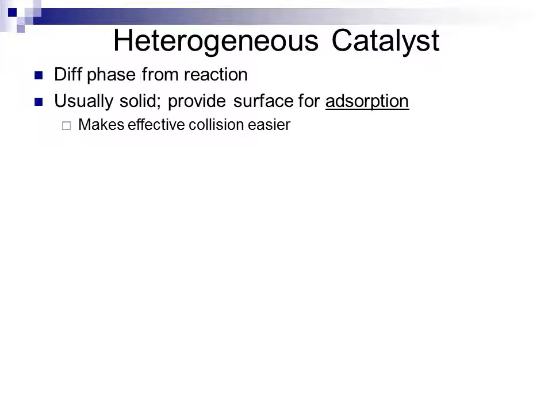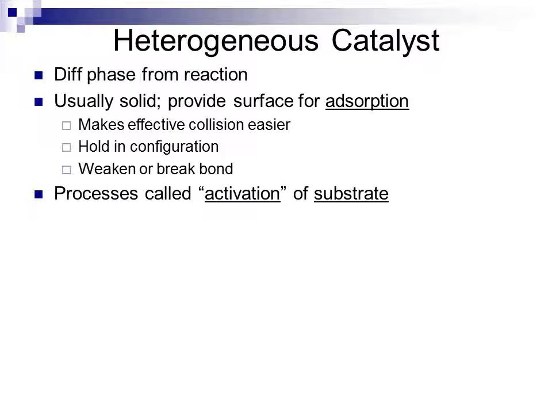Adsorption to the surface of a catalyst makes the collision easier to accomplish in an effective manner. An adsorption process will hold a substrate in a specific configuration, and in doing so makes it easier for another reactant to come in and hit it from a proper orientation. It also has the potential to weaken or break bonds in the reactant that is adsorbed to the surface of the catalyst. Overall, the process is referred to as activation of the substrate, where activation makes the reaction easier, and again, substrate refers to the reactant that is being used by the catalyst.